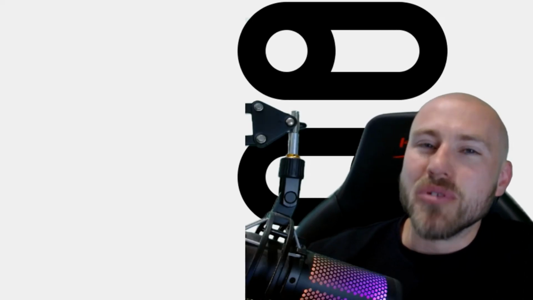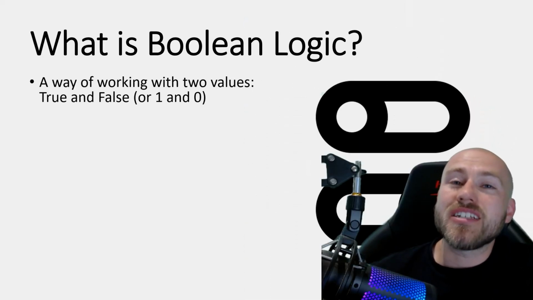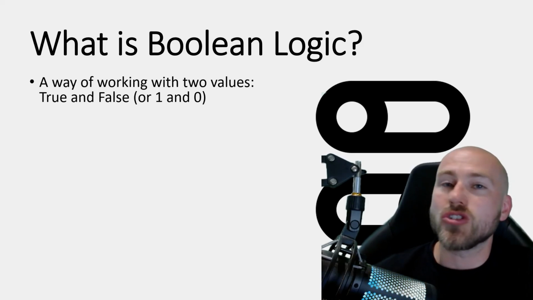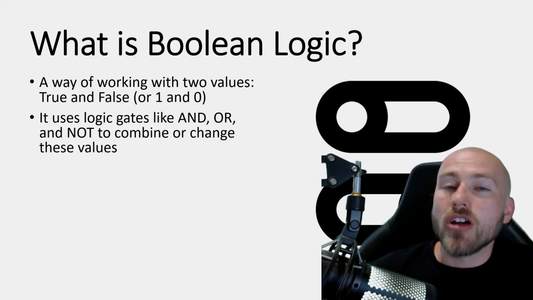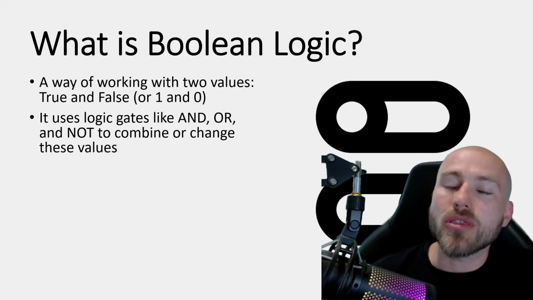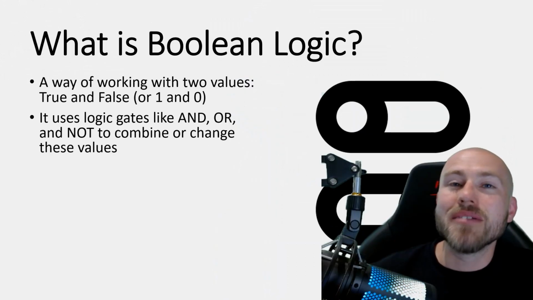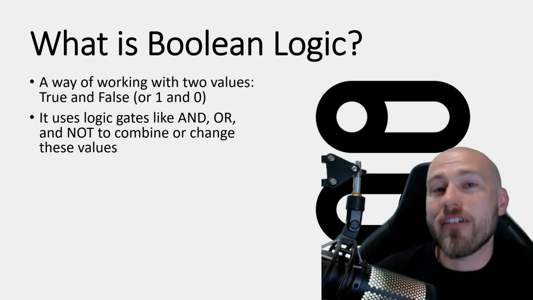Today we are looking at Boolean logic. As a definition, Boolean logic is a way of working with two values, true or false. This isn't all of the logic gates that we can use for this, but there's only three that we need to know for our exam, which is AND, OR, and NOT. And you can combine these to change the values that are output at the end.